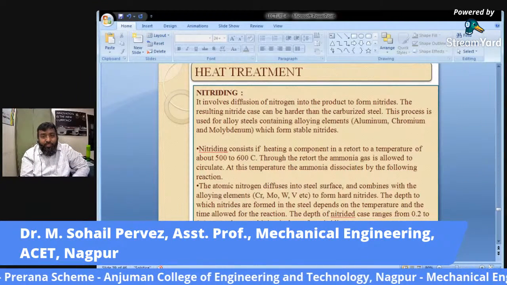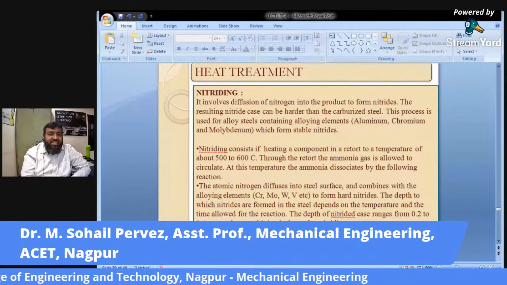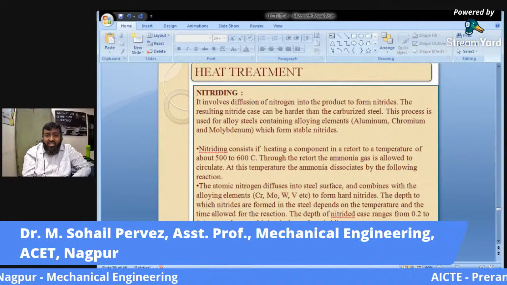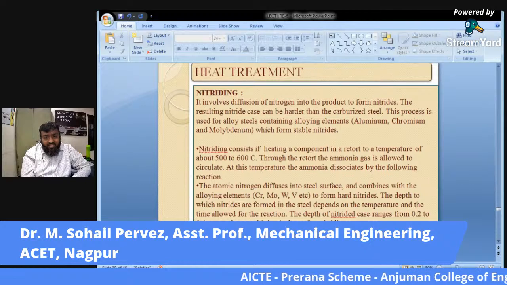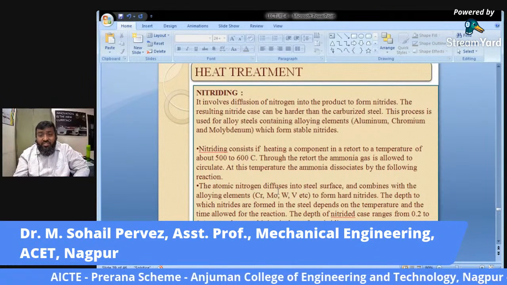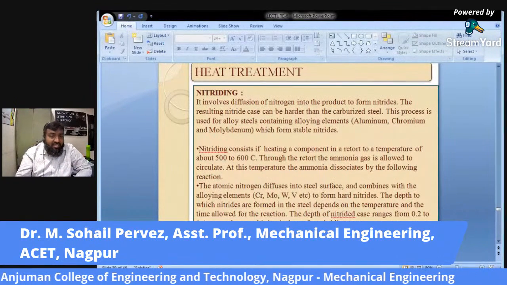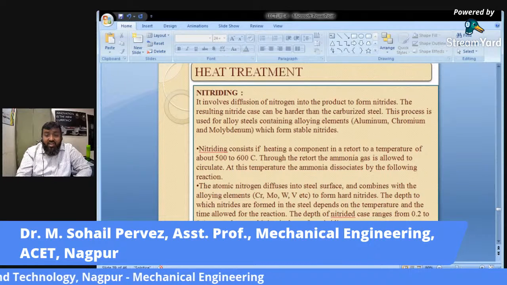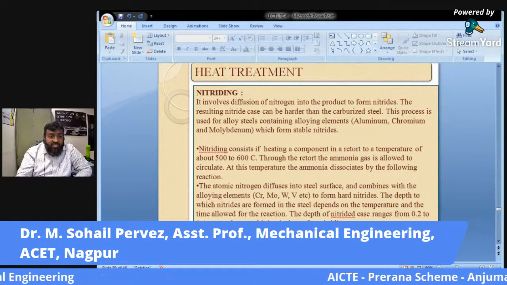Nitriding, heating the component in, say, ammonia gas. Basically in nitriding, the ammonia gas is allowed to circulate and the temperature dissociates the ammonia at the surface. The atomic nitrogen diffuses into the steel surface and combines with the alloying elements to form hard nitrides. Again, the surface phenomena. Nitriding increases wear and corrosion resistance and fatigue strength of the steel.